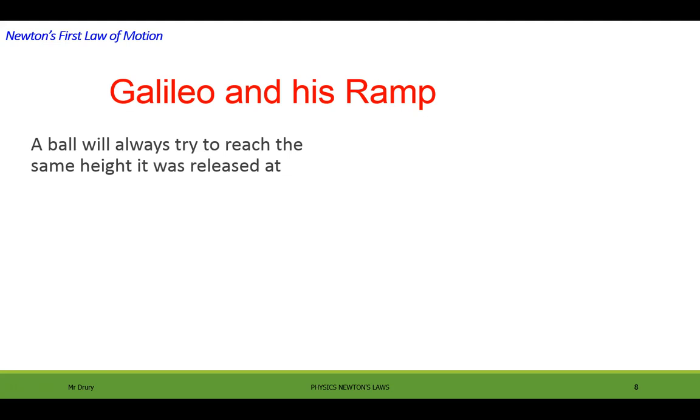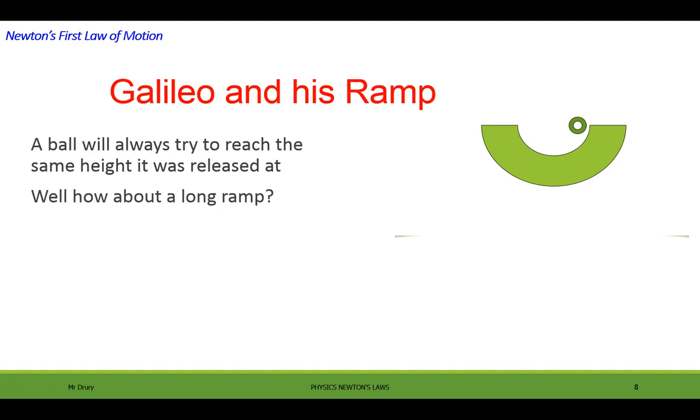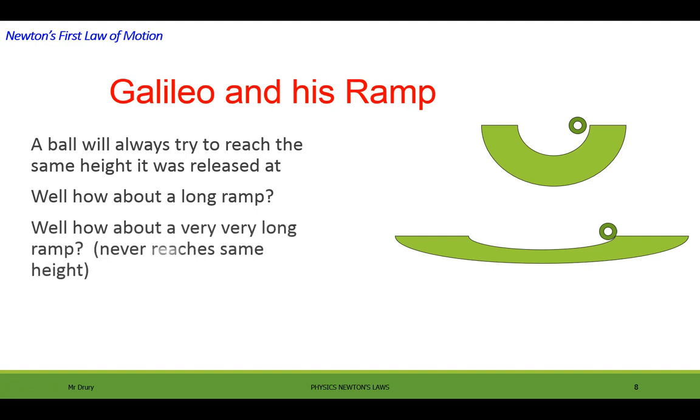Galileo said a ball will always try to reach the same height it was released at. So what he did is he took a highly polished bowl and put a marble on one edge of it. And he theorized that it should reach the same height as long as we can discount friction. And since it was highly polished and there was very little friction, it did indeed reach the same height. But how about a really long ramp? All right, same idea. It should keep on going to the same height because there's nothing to stop it.